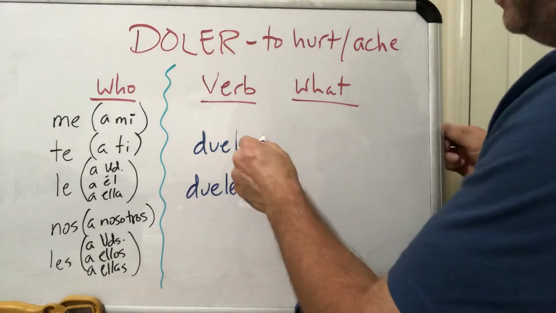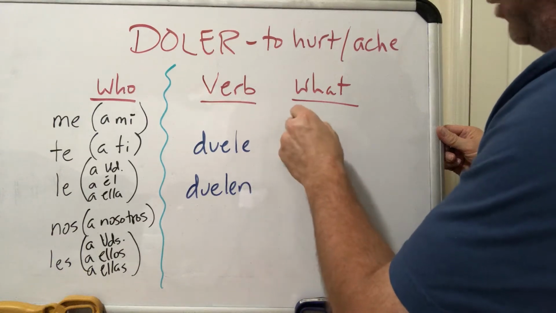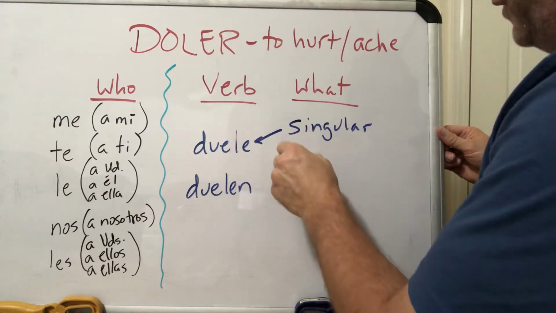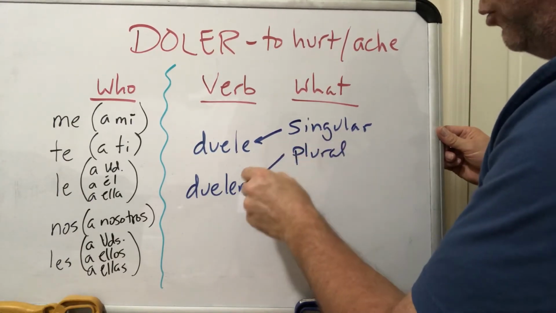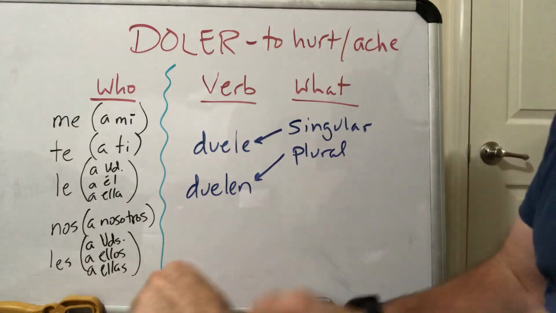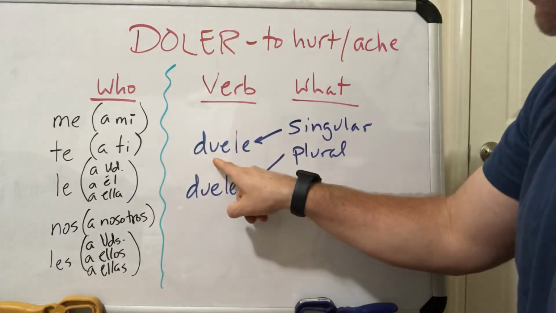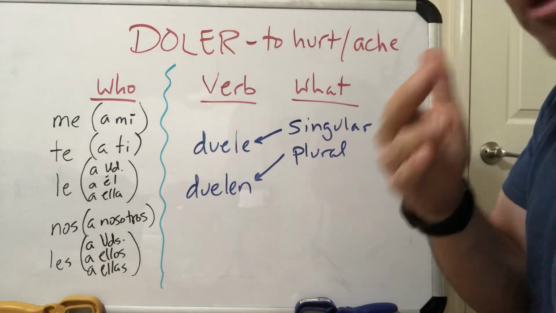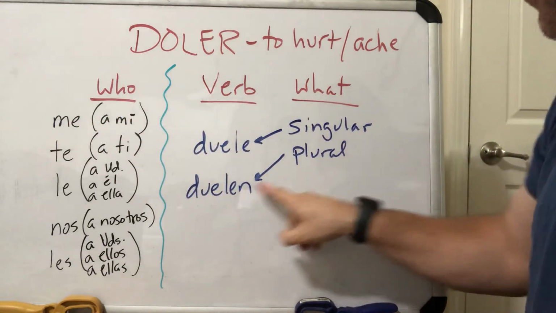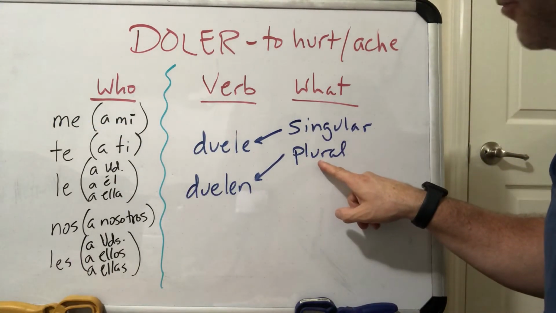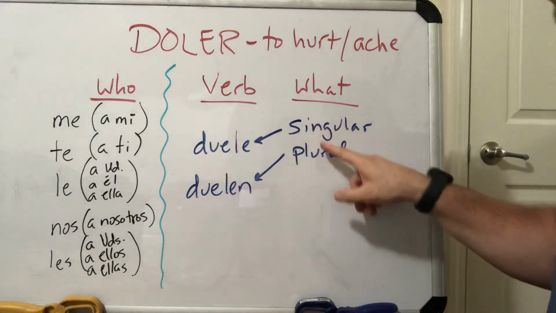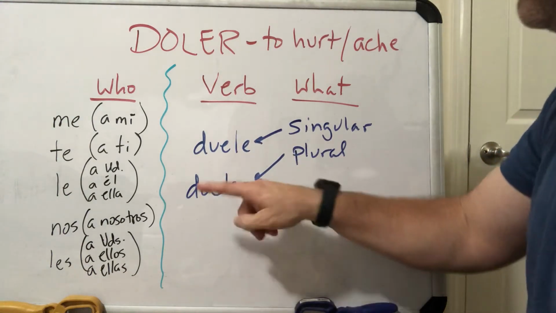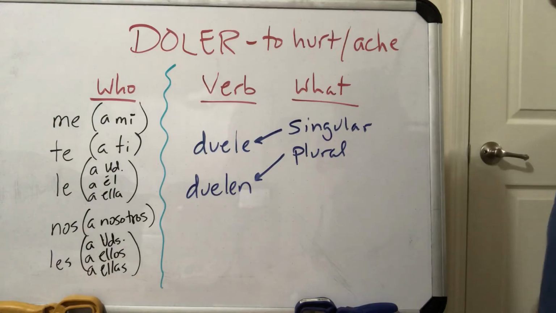So whatever it is that's hurting is what you're going to write in here. If it's singular, just one thing, then you're going to use duele. If it's plural, then you use duelen. For example, if you're saying my arm hurts, you say me duele el brazo, because brazo is singular. But if my eyes are hurting, plural, I say me duelen los ojos. So remember, we picked duele or duelen based on whether it's singular or plural, just like when we did gustar and picked gusta and gustan: gusta was one thing, gustan was more than one thing.